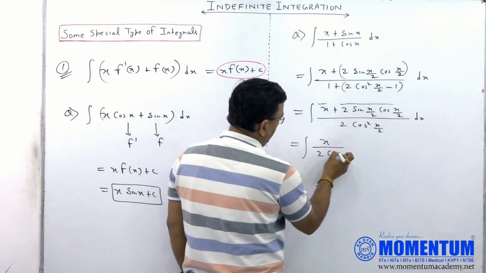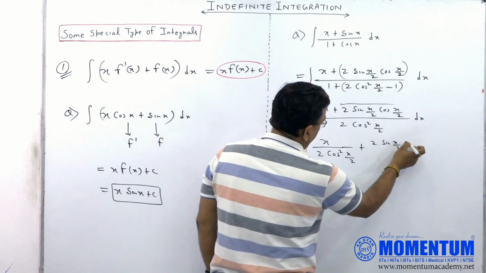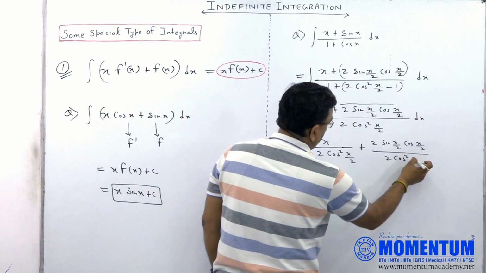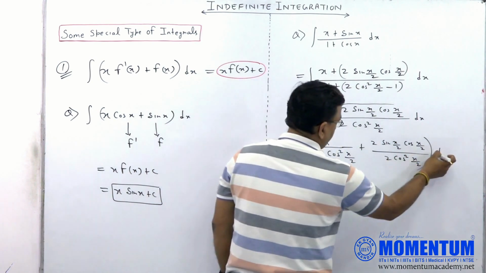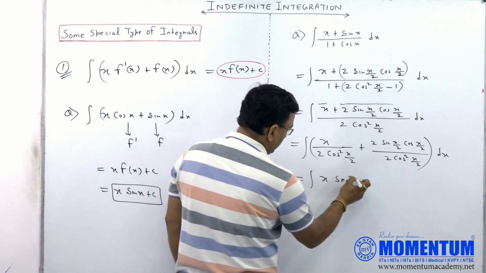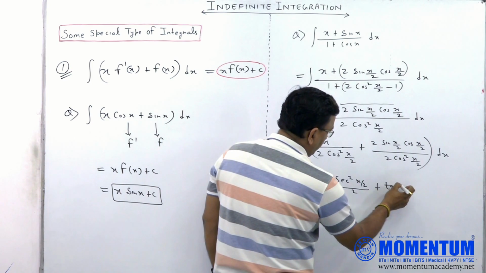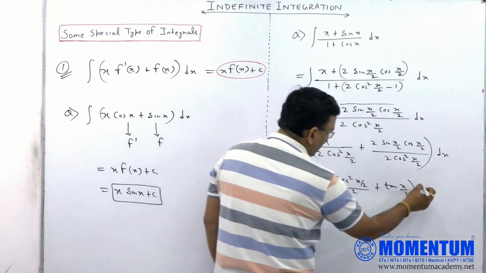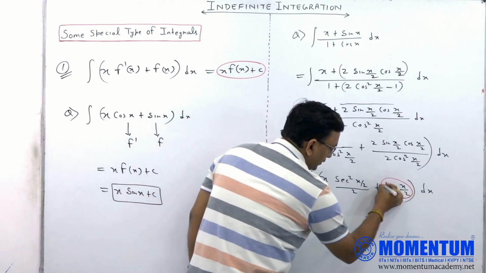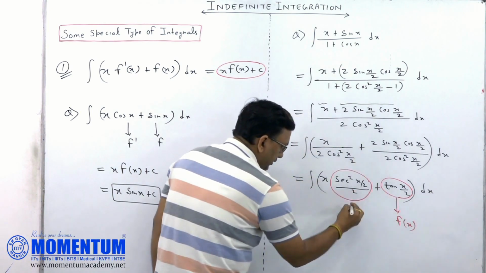Now we can separate the integral in 2 parts. The x upon 2 cos square x by 2 plus 2 sin x by 2 cos x by 2 divided by 2 cos square x by 2. So now it is integration of x into sec square x by 2 plus tan of x by 2. Now we should check. If I call it f of x, then is it f dash x?